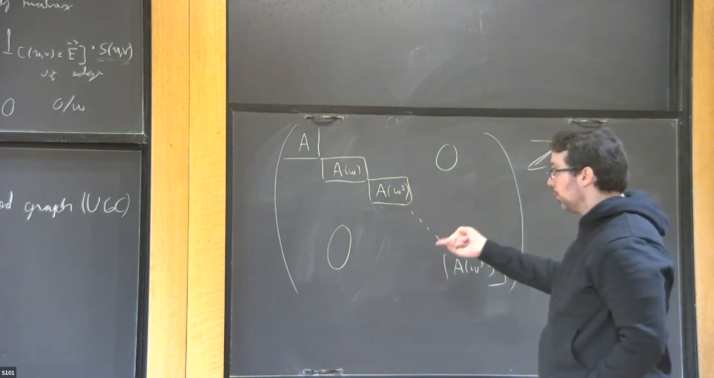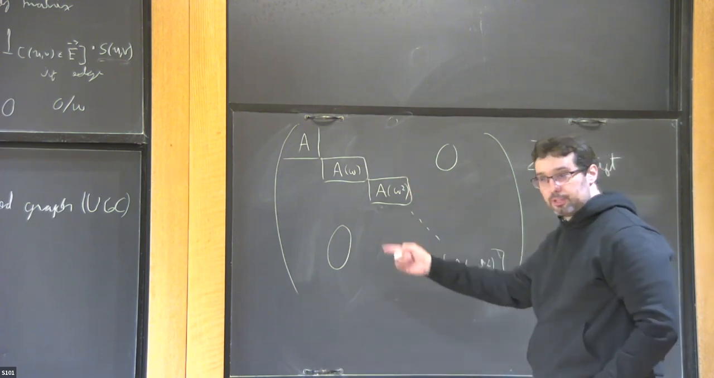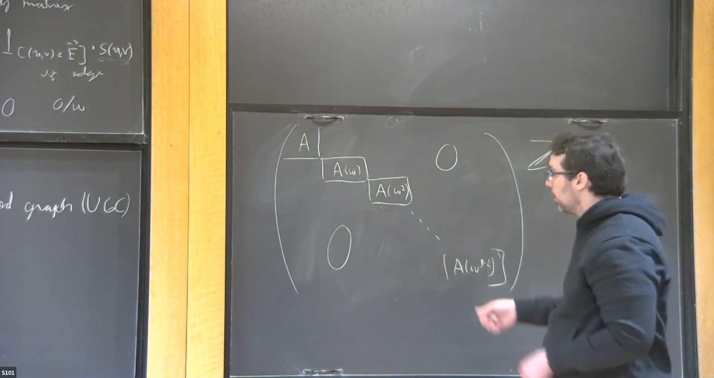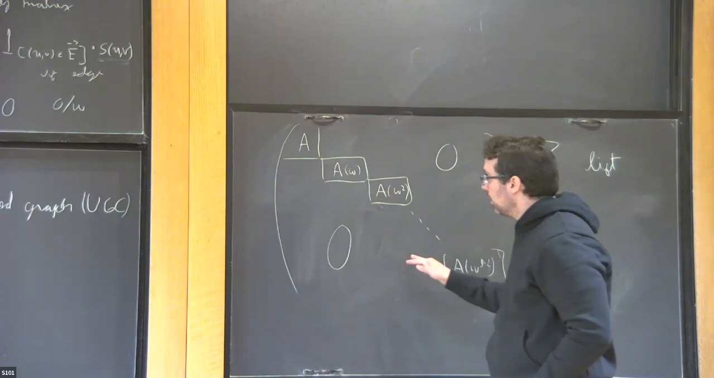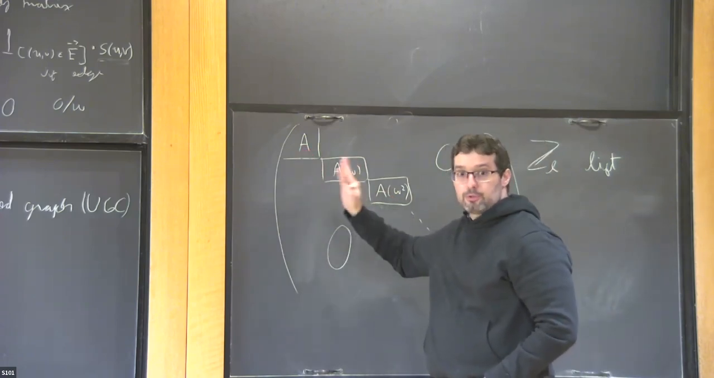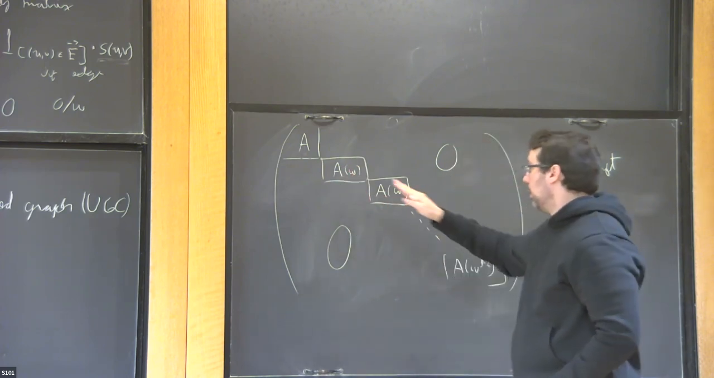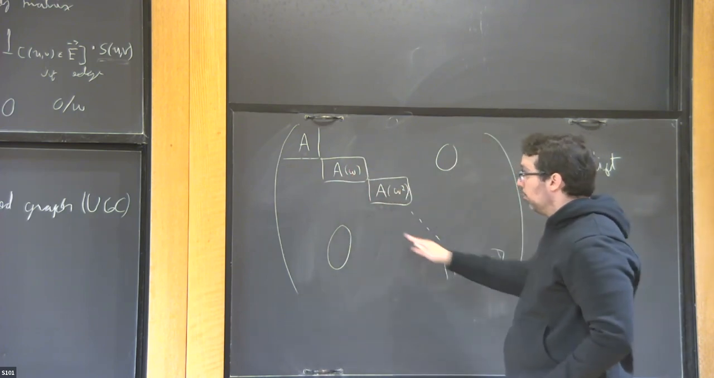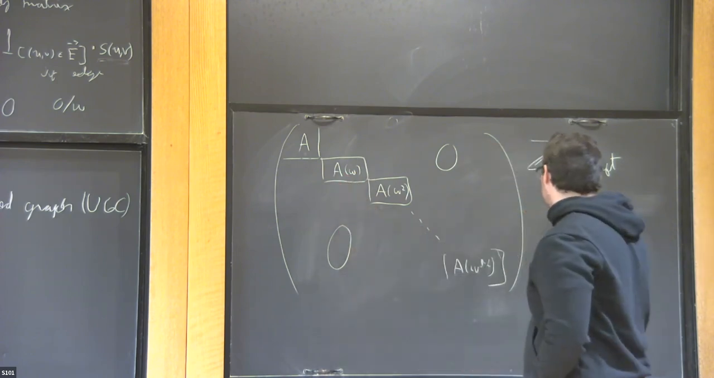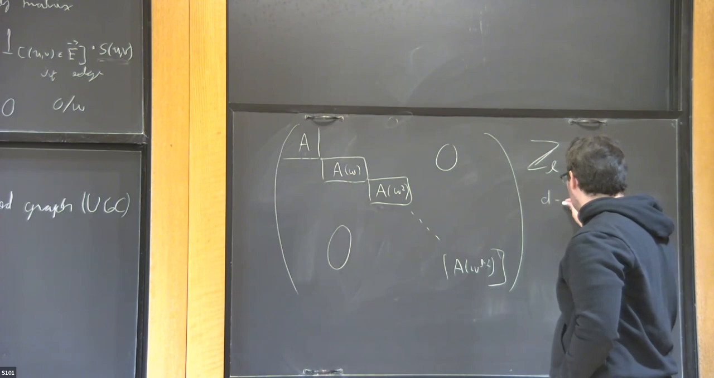Why is this block form relevant to us? You are interested in making this thing expand, right? You want to lift and have an expander at the end. So we inherit the spectrum of the original graph always. So we need to start from a good place, from a good expander. And for all the other blocks, we need the eigenvalues to also be bounded, right? So suppose that A was a D-regular graph.